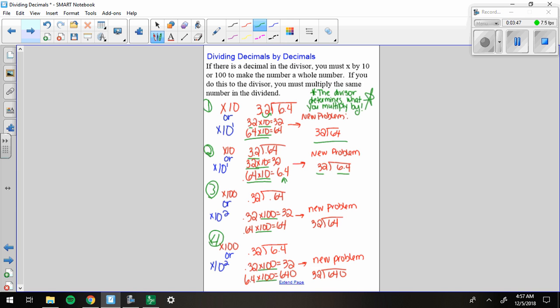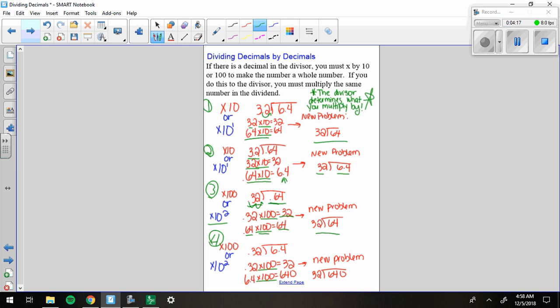We might have to multiply by 10 squared, as in number 3. I have 32 hundredths. In order to get that to a whole number, I need to move my decimal point 2 times. I need to multiply by 100, or 10 squared. Multiply 32 hundredths times 100, I get 32, right down here. And it works out because 64 hundredths times 100 equals 64. So I'm back to my new problem of 64 divided by 32.